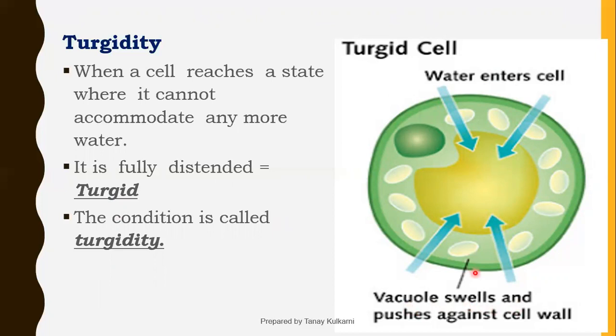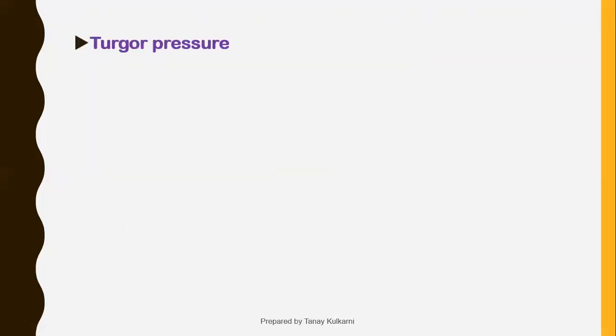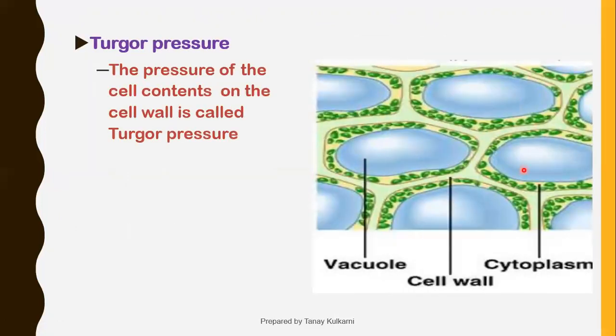Now what is happening over here? If you see, the vacuoles swell up and they are pushing the cell wall towards the outside. It means the cell wall will get stretched. And why does it happen? Because of the pressure, which is known as turgor pressure. The turgor pressure is the pressure of the cell content on the cell wall.